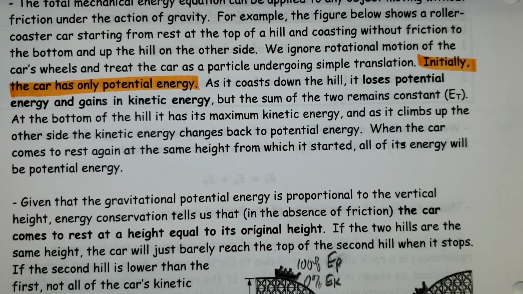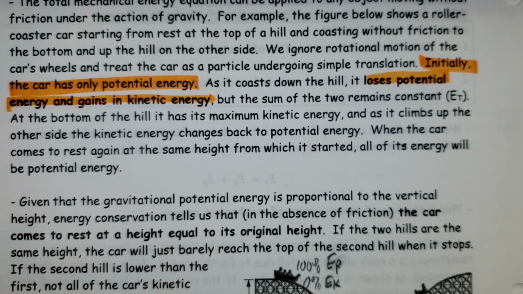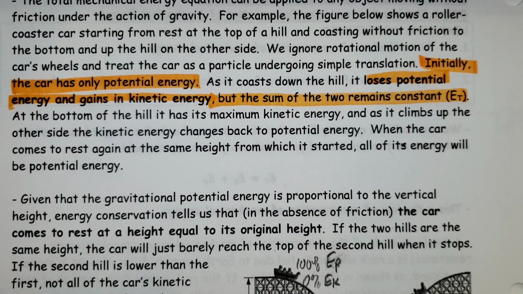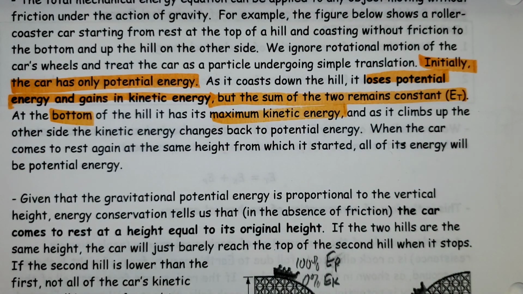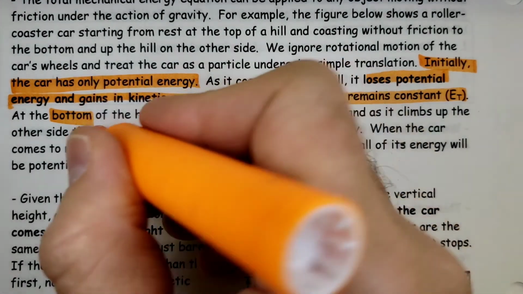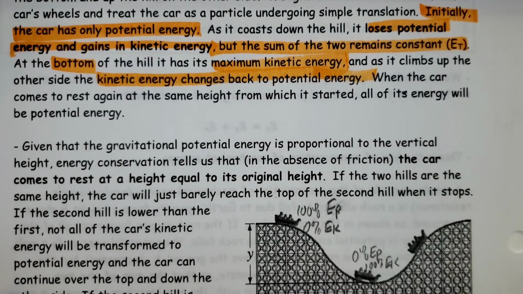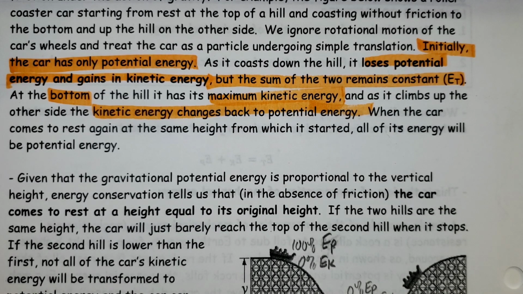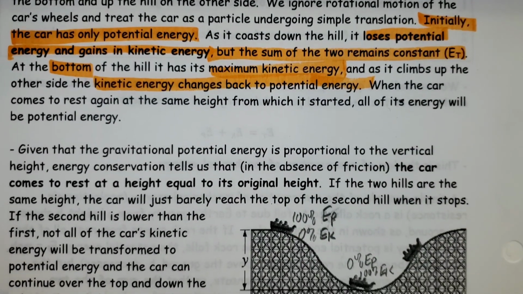So as it coasts down the hill, it loses potential energy and gains kinetic energy. And the sum of the two remains constant, ET, total mechanical energy. At the bottom of the hill, it has maximum kinetic energy. As it climbs back up, again, the kinetic goes back into potential. When the car comes to rest again at the same height, all of its energy is potential energy. Okay, so key things: the transition from EP to EK and vice versa, but the key thing there, the sum of the two remains constant at total mechanical energy.